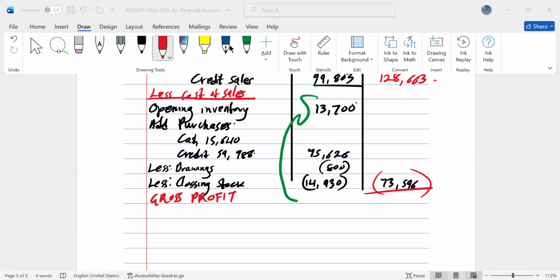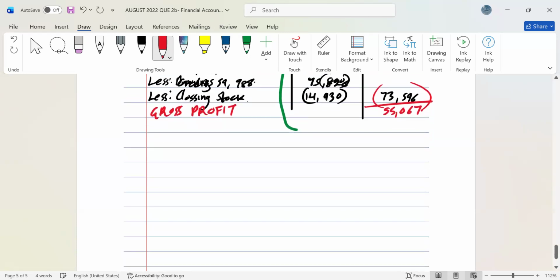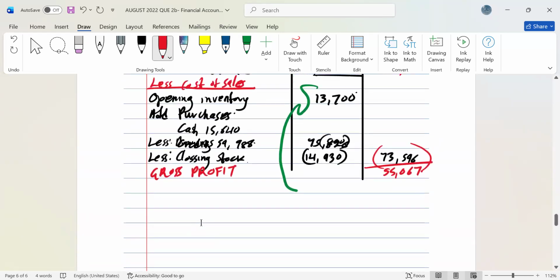Yes, 55,067. 55,067. Sawa sawa. Up to that point, any question? Up to that point, kama kuna swali. Okay, if there is no question, I think we can proceed.